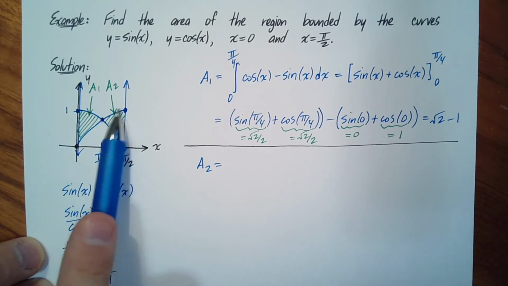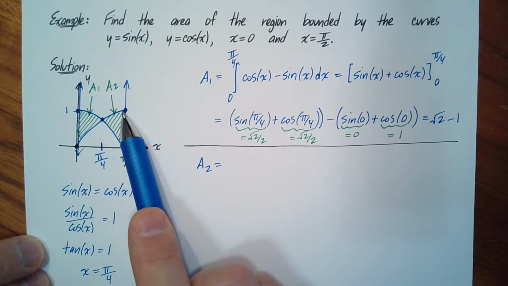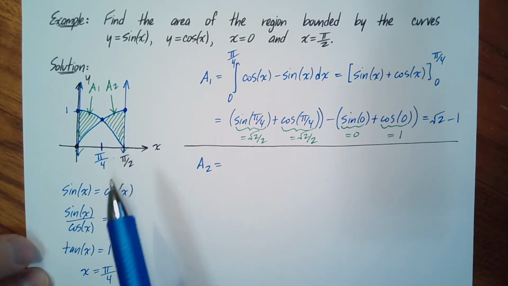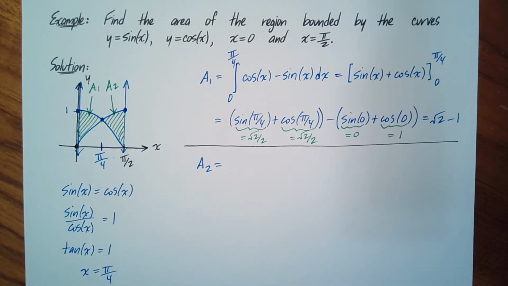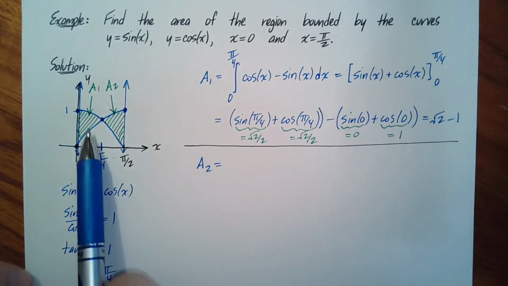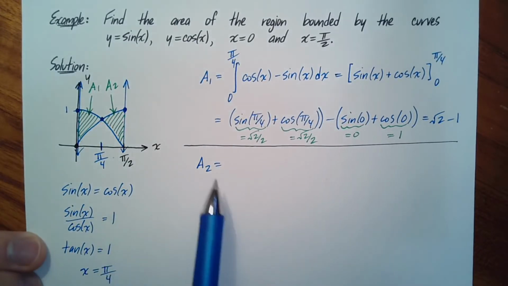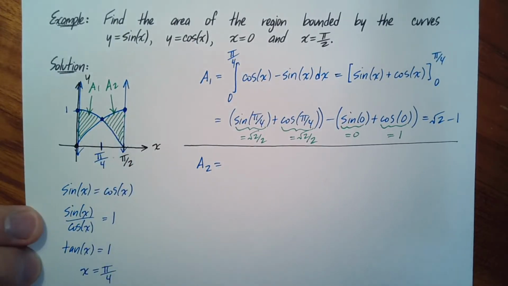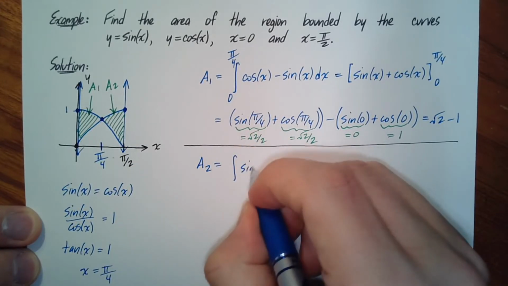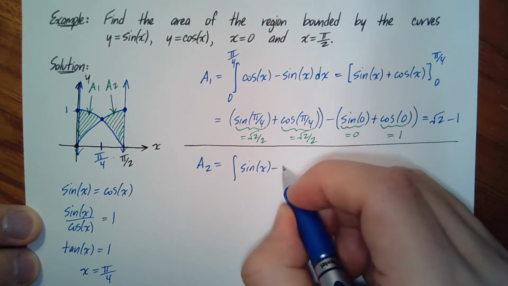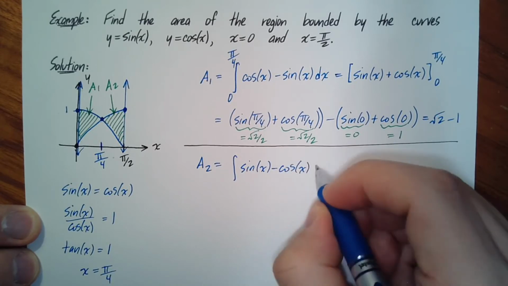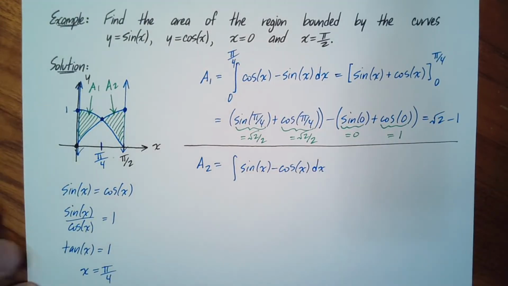But then for A2, the second region, it is reversed. Sine of x is on the top and cosine of x is on the bottom. So they traded places. We can't just catch this area all in one swoop. You have to break it up into two separate areas. So that's what we're doing now. For A2, our upper function is actually sine of x. So we're going to have the definite integral of sine of x minus cosine of x, because cosine of x is the bottom function.